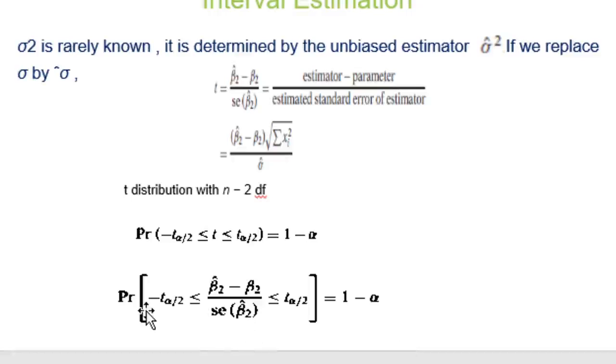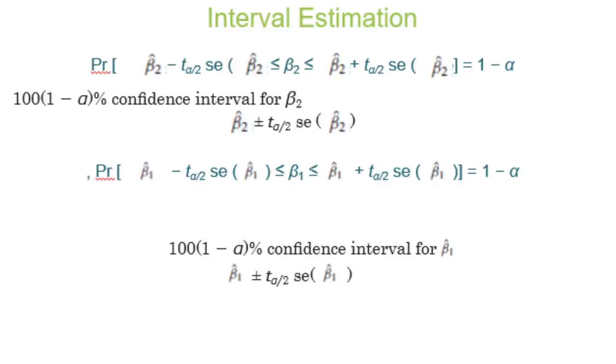Then this can be written as follows: beta 2 cap minus t alpha by 2 standard error of beta 2 cap less than or equal to beta 2 less than or equal to beta 2 cap plus t alpha by 2 standard error of beta 2 cap. This is the 100 into 1 minus alpha percent confidence interval for beta 2. This is equal to beta 2 cap plus or minus t alpha by 2 standard error.